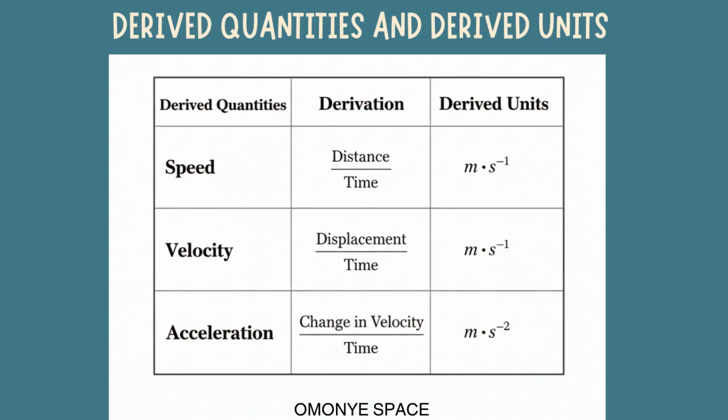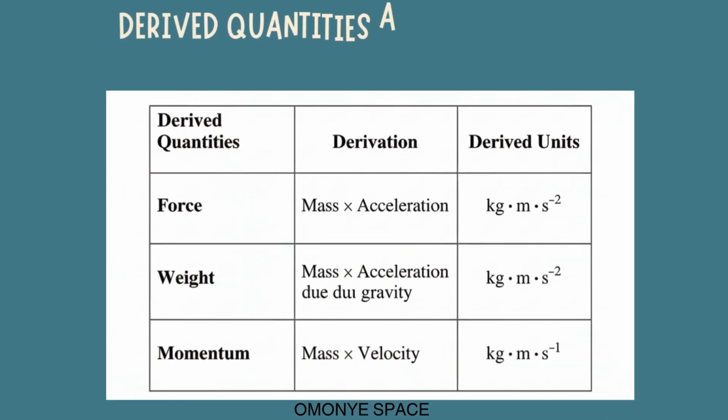Acceleration is change in velocity over time. From the above, we can see that the derived unit for velocity is m s to the power of -1. We'll substitute this into change in velocity over time. Time is in seconds. Now, taking time over again, we now have m s to the power of -2.